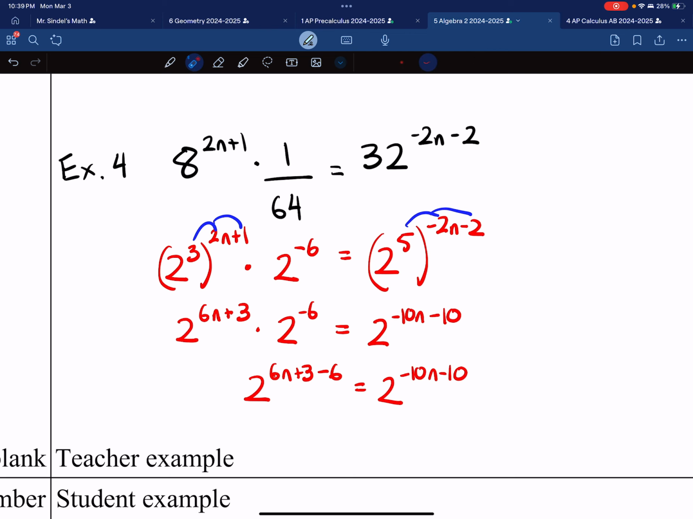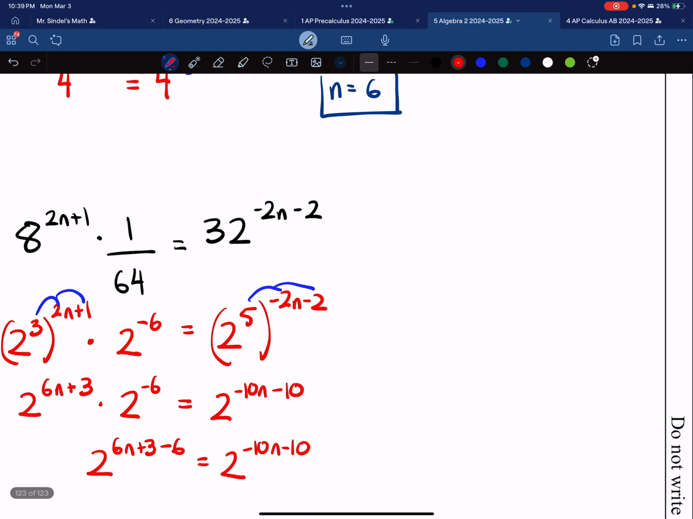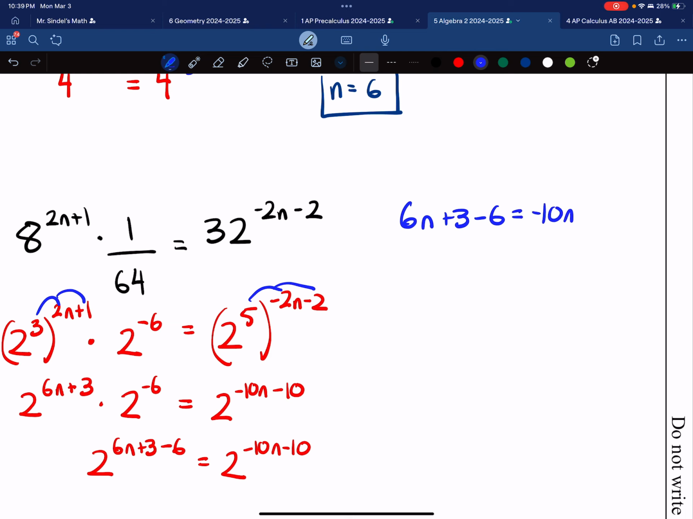Notice what we have now. We have a base that is the same, therefore their exponents also have to be the same. Let's go ahead and do that up here in the top right. So now I'm going to say 6n plus 3 minus 6 has to be equal to negative 10n minus 10. I can combine my like terms. I have a positive 3 and a negative 6 that just turns into a negative 3. So really this is a 6n minus 3, which is equal to negative 10n minus 10.